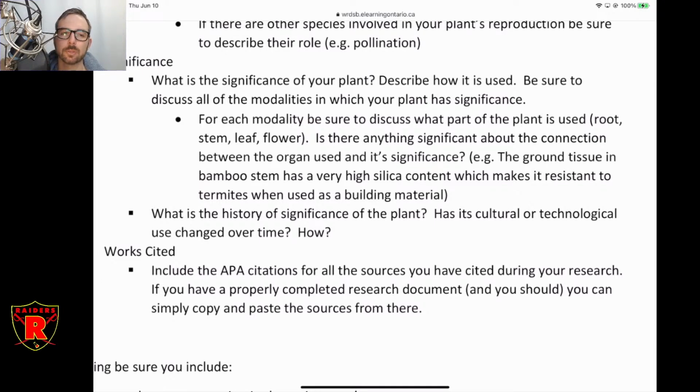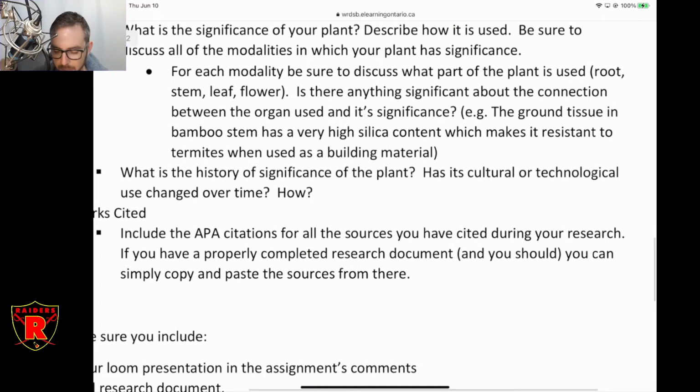Tell me about what part of the plant is being used and how it's being used. Connect the anatomy and the physiology that you've learned to the actual use of the plant. I gave an example here. Let's say you're doing bamboo. The ground tissue in a bamboo stem has very high silica content. That's the center part of the stem. And in bamboo, it has very high silica, which makes it resistant to termites. And that is one of the reasons it's used as an excellent building material.